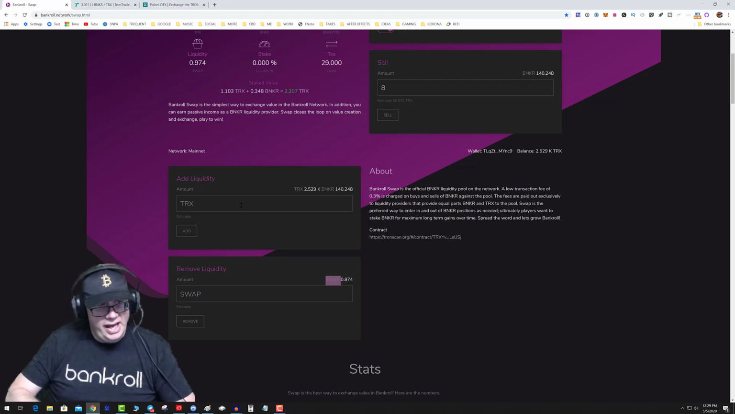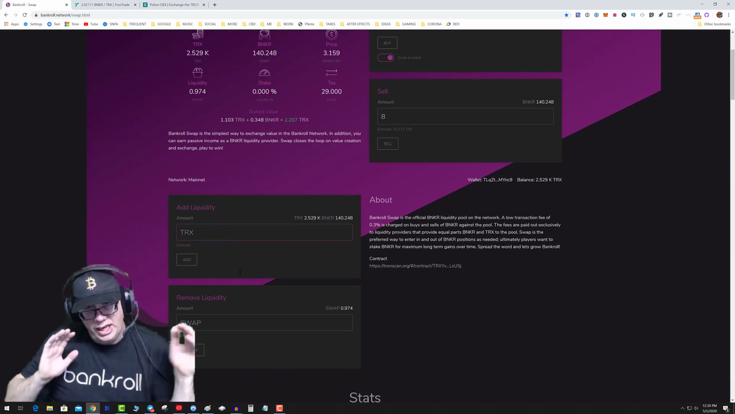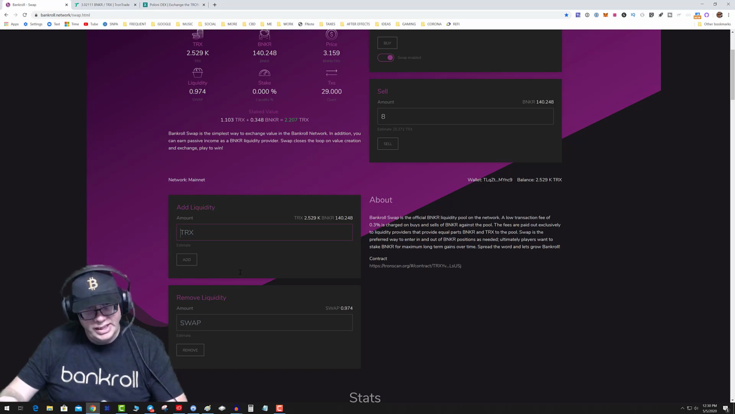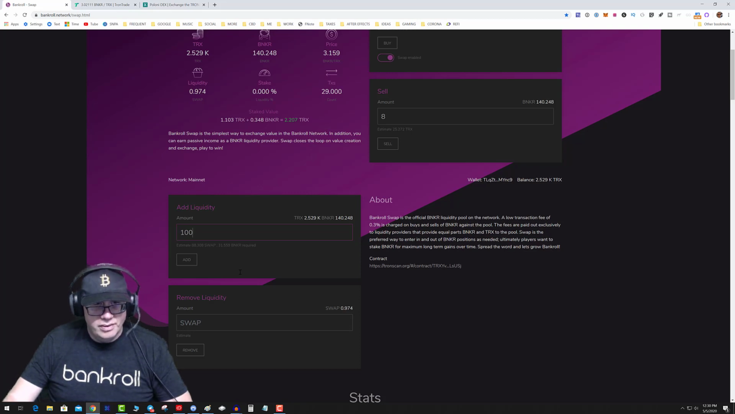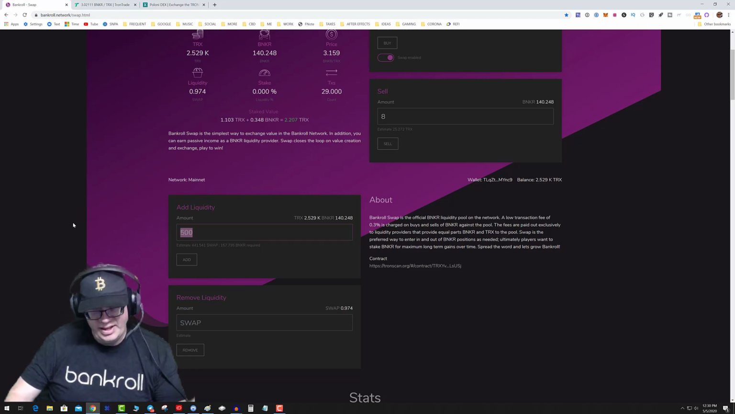So basically, let's say I want to help make Banker price more stable. I add liquidity to the pool. You're going to need equal parts TRX to equal parts Banker based on the Banker price. So if I wanted to provide 100, let's see, let's say 400, okay, that's 500. 157. So you can see this number changes down here and tells me how many Banker I need in my wallet to provide that amount of liquidity.